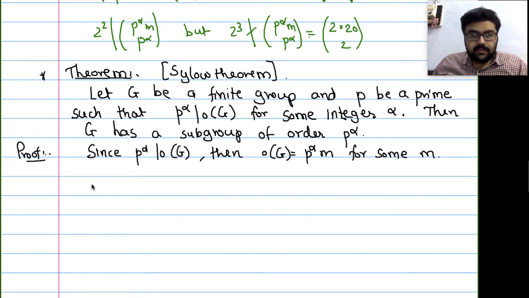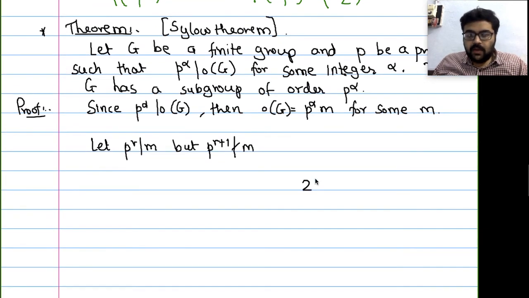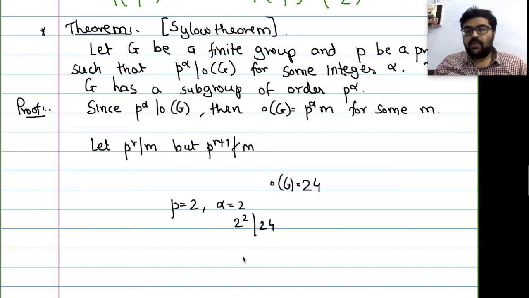So let p power r divide m, but p power r plus 1 does not divide m. Right? Take a group of order 24. Order of G is 24. We want to show that it has subgroup of order 4. So what do we take for p? 2, and we take alpha equals to 2. So 2 square, p power alpha, it divides 24. Yes, we have to show that it has a subgroup of order p power alpha, that is 2 square.